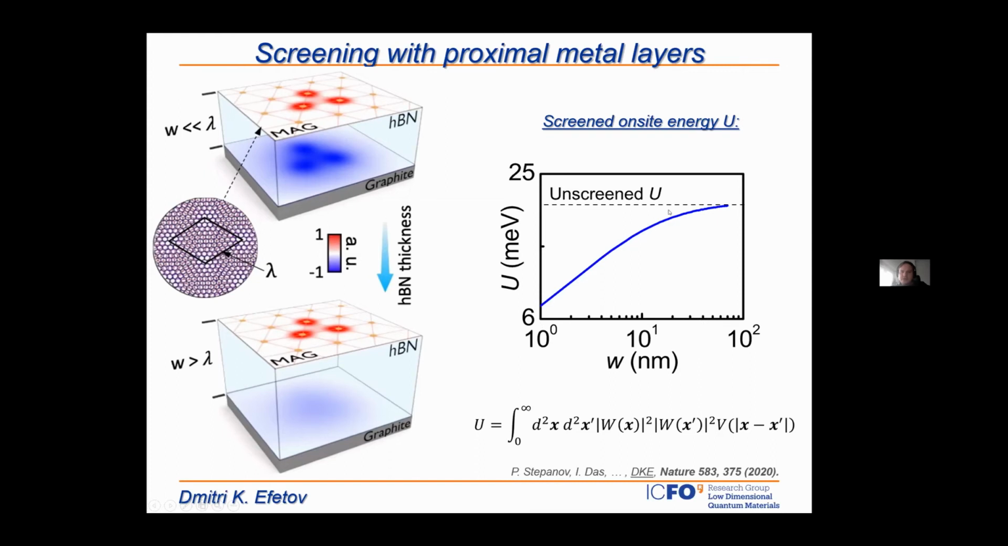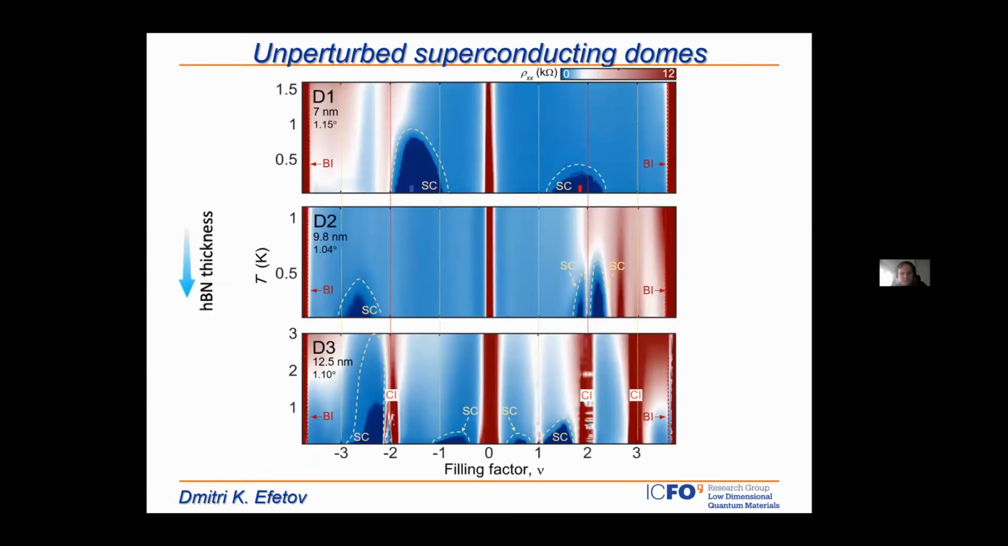And indeed, he predicts that below 30 nanometers, and in particular with a critical length scale of 15 nanometers, U can be dramatically quenched. And so we did the experiment. We fabricated several devices, and all these devices have slightly different twist angles. They also have slightly different distances from the graphite gate to the graphene gate.